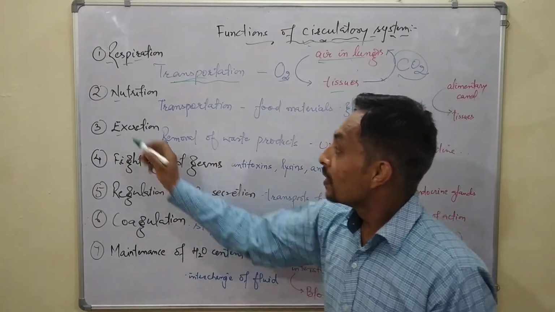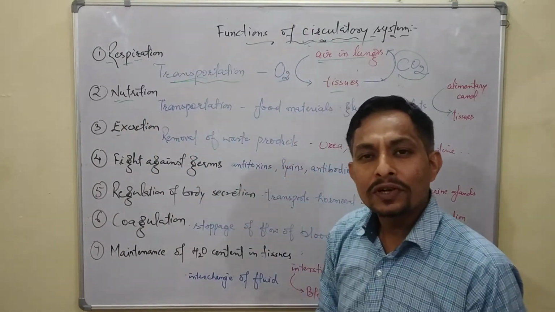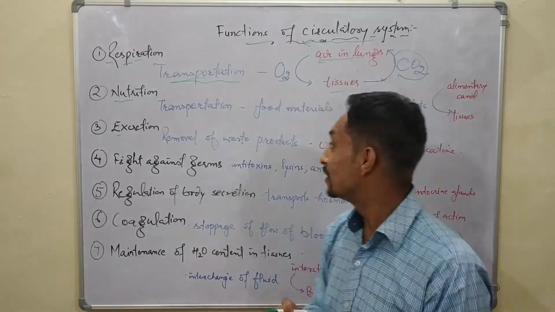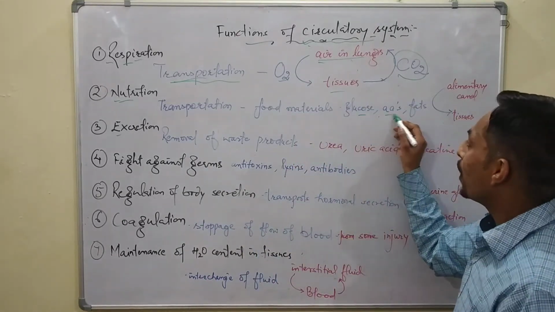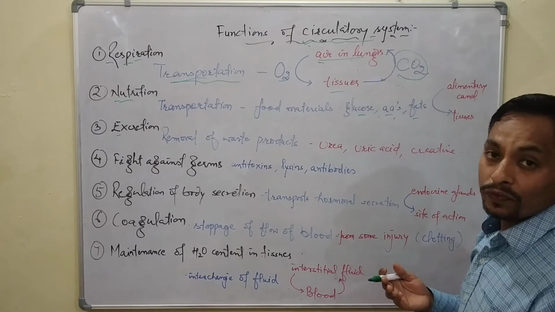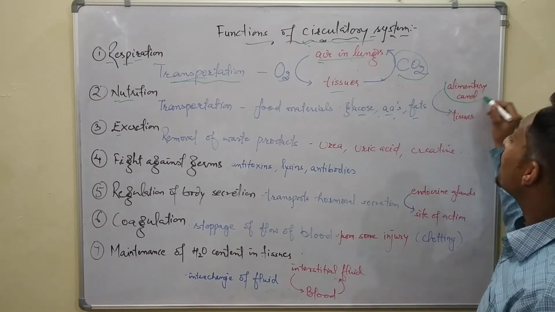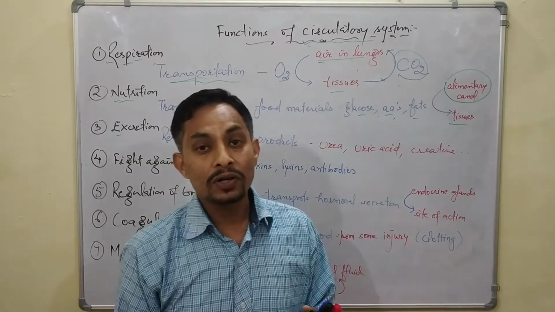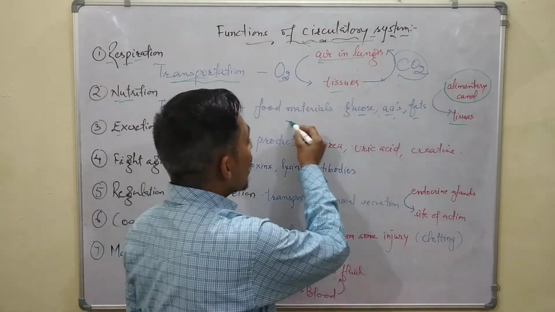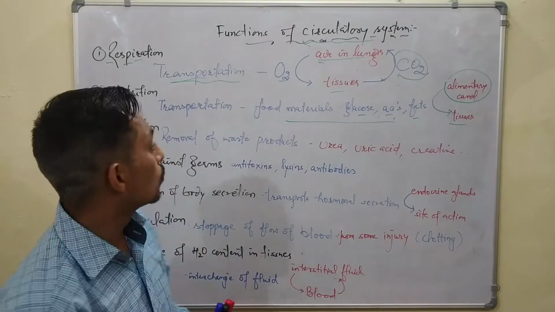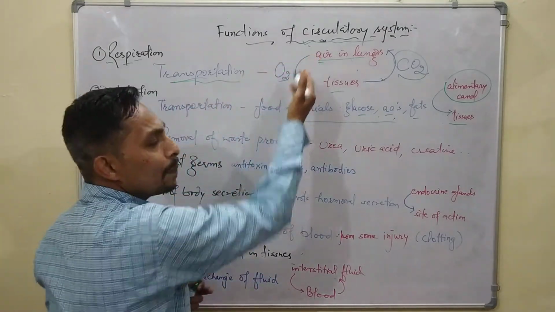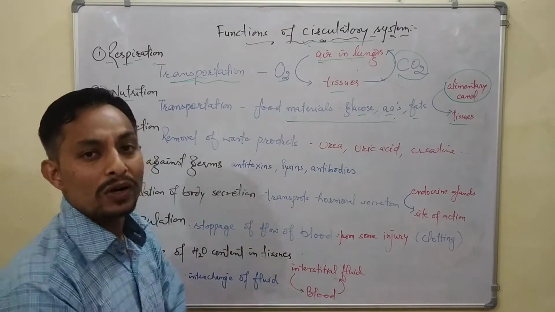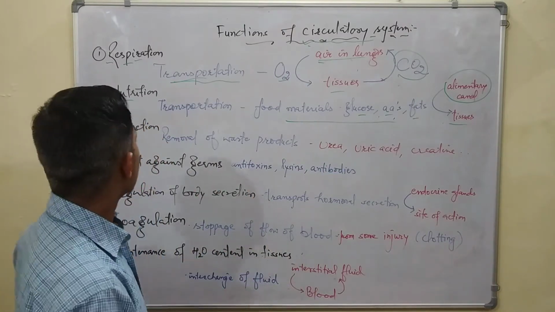Now see, about the nutrition process, there occurs the transportation of food materials like glucose, amino acids, fats. From where to where? Let us see. From the alimentary canal to the tissues of the body. There are different tissues of the body to which all these food materials are transported with the help of the circulatory system, because blood is going to distribute each and everything to the body organs, to the tissues of the body.